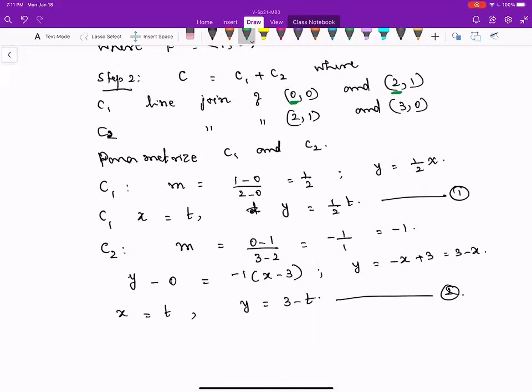So I'm keeping x equal to t. So the parameter t are the variations for x. So here, for the first curve, the variations would be 0 less than or equal to t, less than or equal to 2. And then for the second curve, again, I'm keeping x equal to t. So the variations for t would be the variations for x in the second curve. The variations for x would be from 2 to 3. So t runs from 2 to 3.